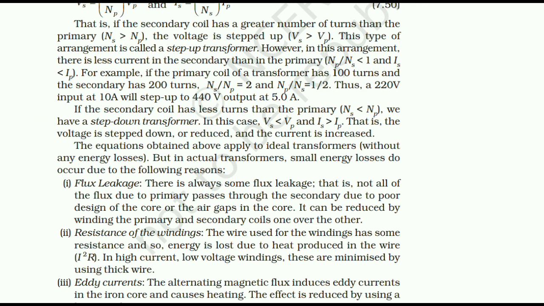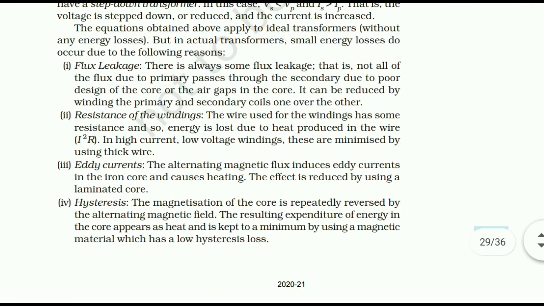The equations obtained above apply to ideal transformers without any energy losses, but in actual transformers, small energy losses do occur due to the following reasons. Number 1, flux leakage. There is always some flux leakage, that is, not all the flux due to the primary passes through the secondary, due to poor design of the core or air gaps in the core. It can be reduced by winding the primary and secondary coils one over the other.